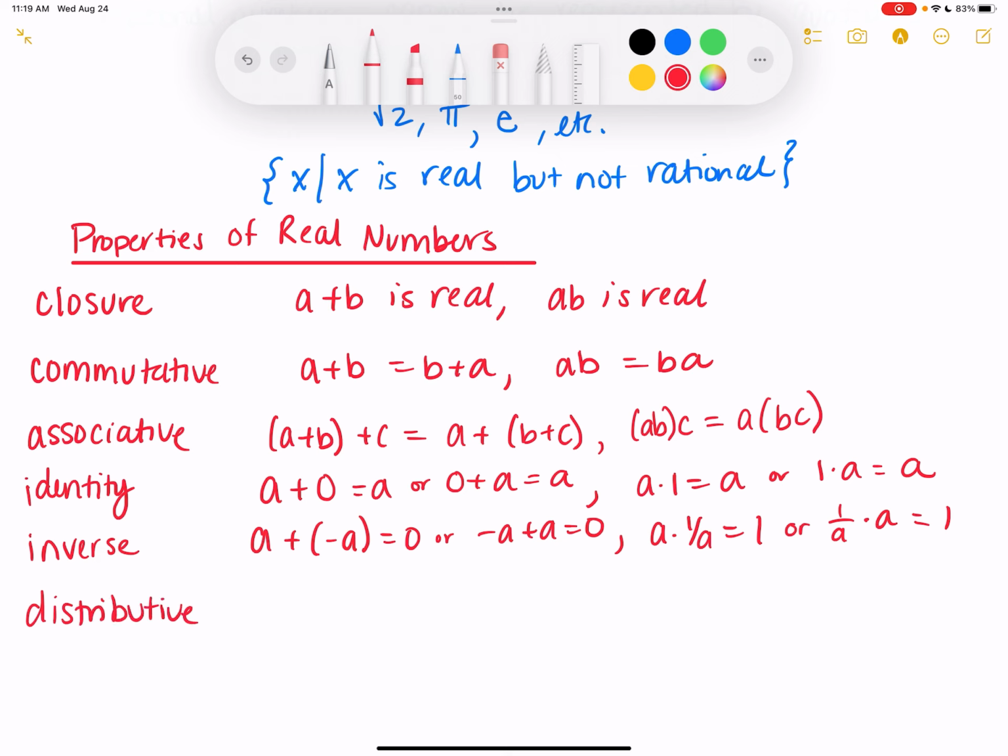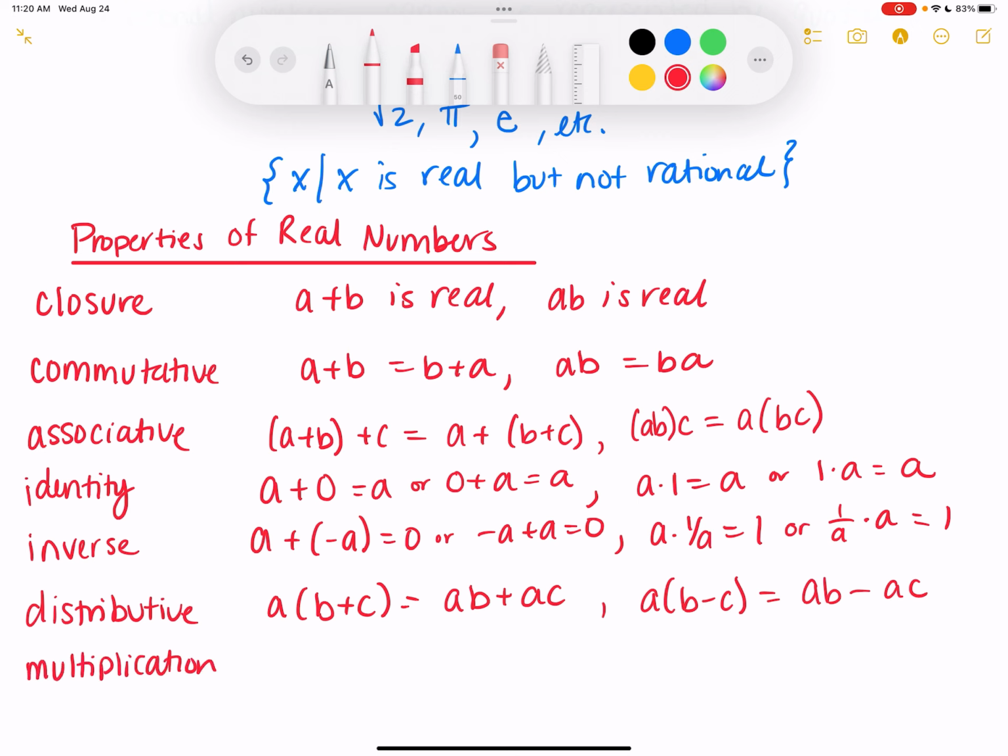Distributive. A times b plus c equals ab plus ac. A times b minus c equals ab minus ac. And then the last one of these, multiplication property of 0, just says that 0 times a is equal to a times 0, which equals 0.